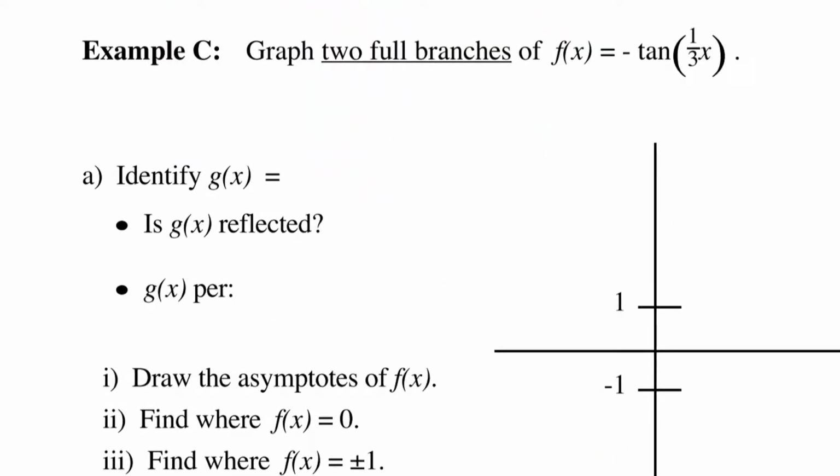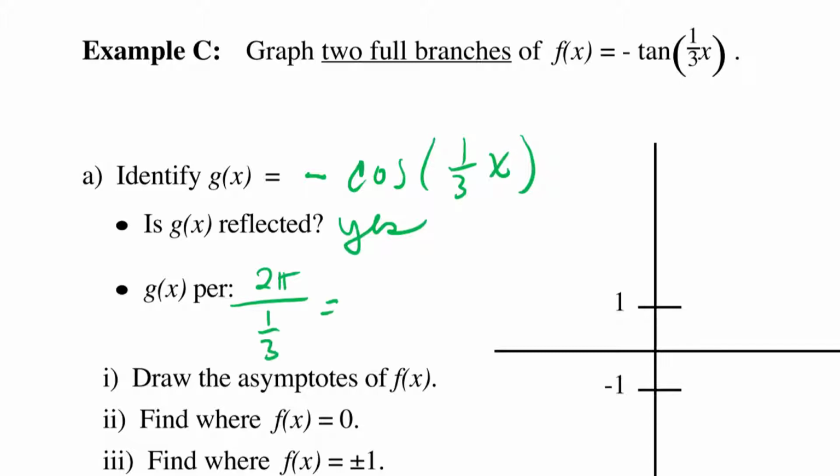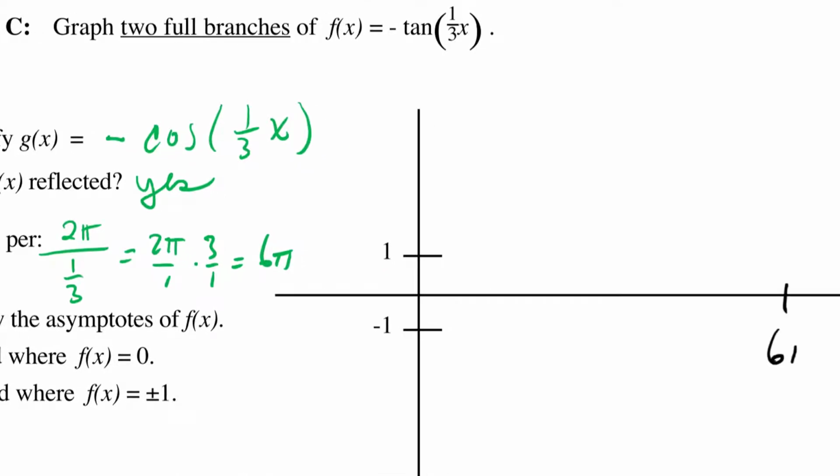So, let's graph two full branches of f of x equals negative tangent of 1/3 x. G of x is the cosine function, but it's going to be negative cosine of 1/3 x. Is g of x reflected? Yes, because it's negative. The period for g of x is 2 pi divided by 1/3, and that's 2 pi over 1 times 3 over 1, that's 6 pi. So let's locate 6 pi on the x-axis, and we'll find halfway. Half of that is 3 pi. Find halfway again, that's 3 pi over 2. That's the quarter period. And then the 3/4 period is 9 pi over 2.